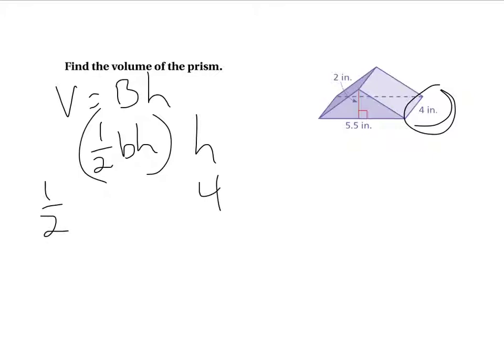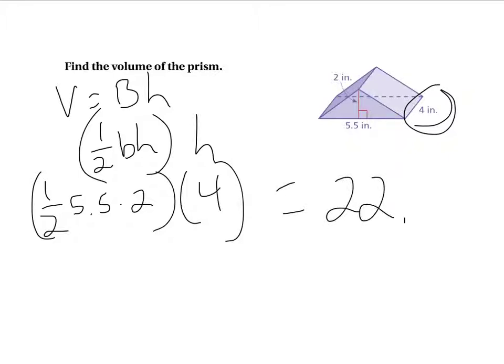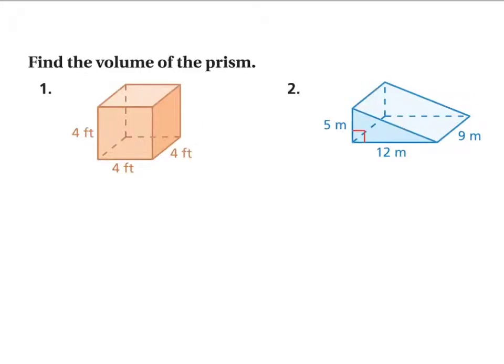1/2, the base of the triangle is 5.5, the height of the triangle is 2, and then as I said, we'll multiply that by 4 when I'm done. 5.5 times 2 was 11. I'm going to take 1/2 of that, and I'm going to be right back to 5.5. And then I'm going to multiply that by 4, and I'm going to get 22. And that would be inches. And we're talking volume now, so I need to cube it. 22 inches cubed.